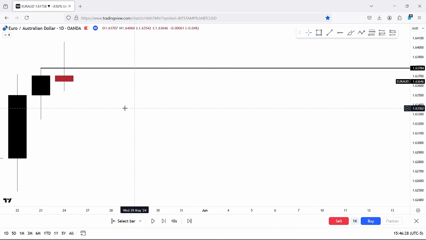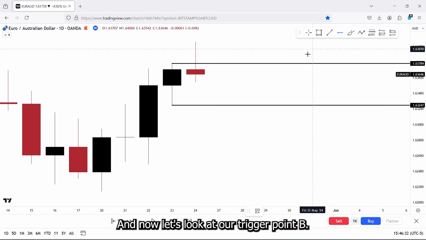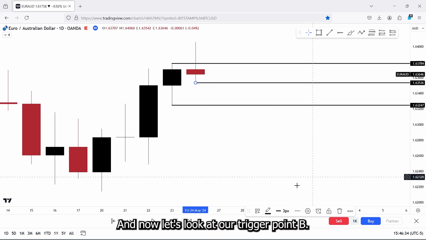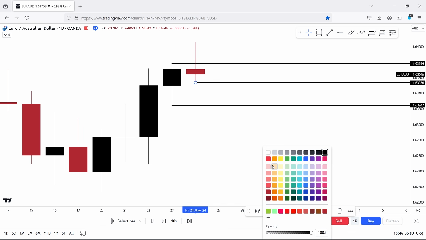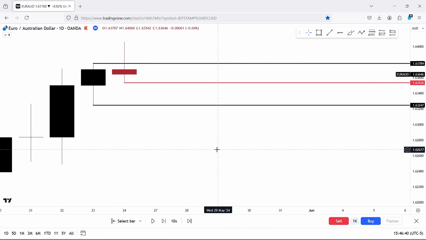So this is the high of the range. This is the low of the range. And now let's look at our trigger point. So this would be our trigger point. So now let's go on the 1 hour.